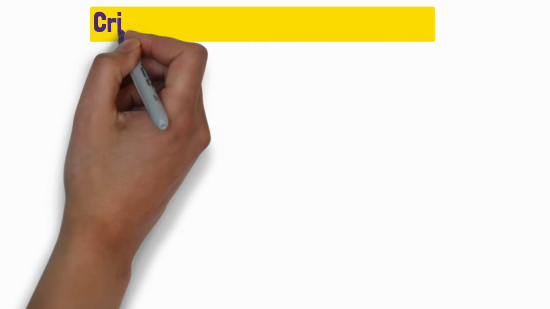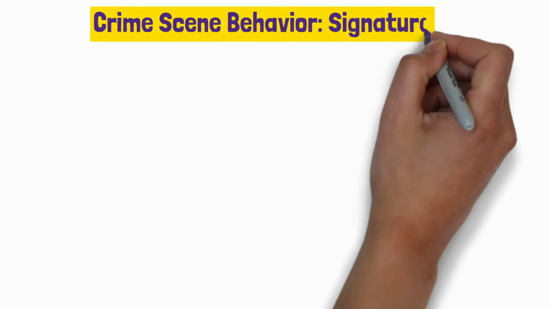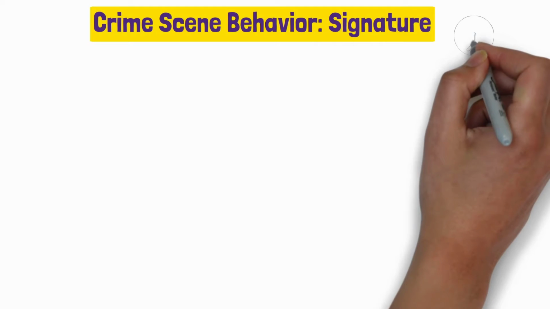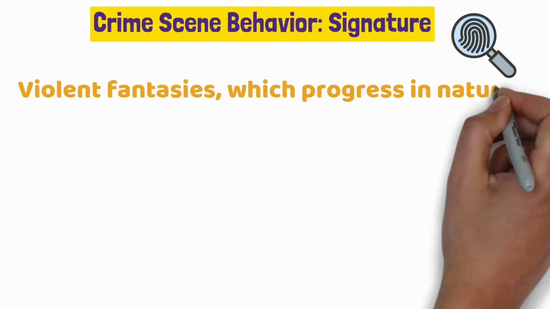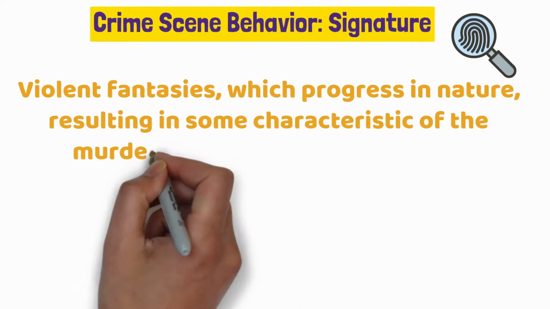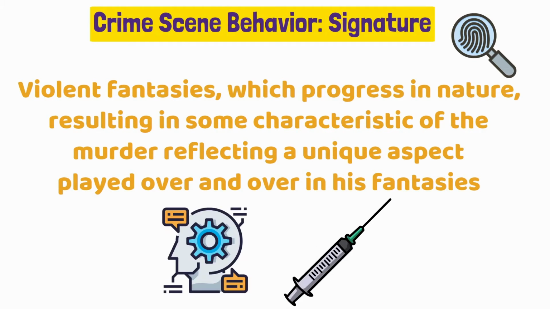Let's start with how an offender's signature behaviour fits into offender profiling. Another critical aspect is the offender's signature behaviour. This is when an offender acts out violent fantasies which progress in nature, resulting in some characteristic of the murder reflecting a unique aspect played over and over in their fantasies.